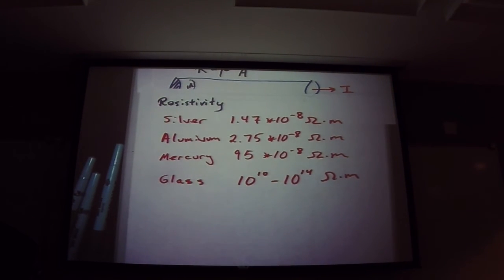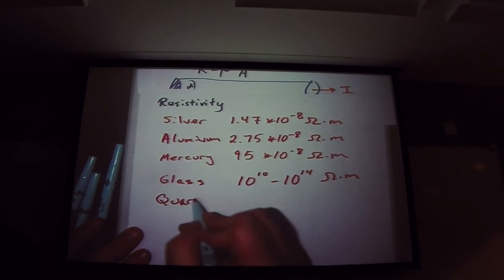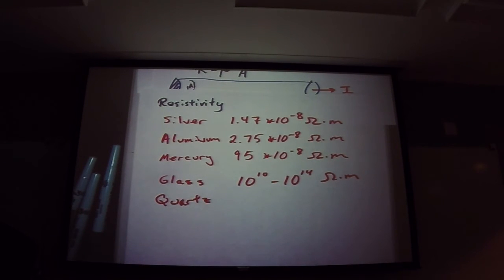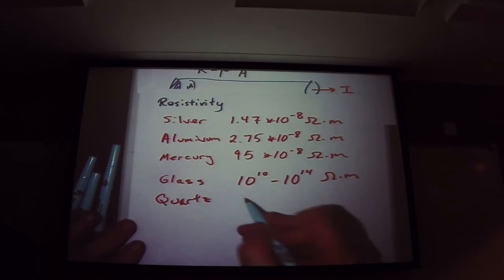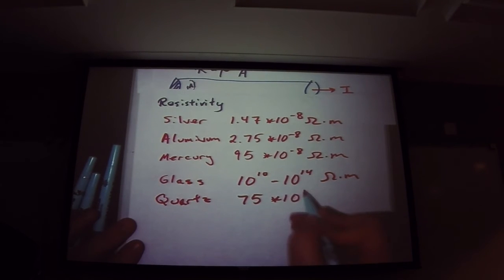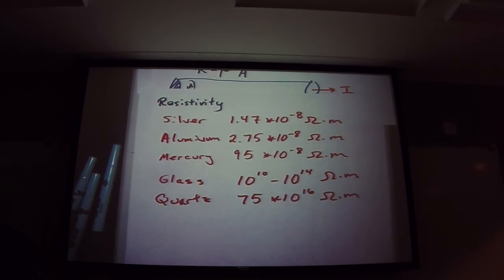Let's look at a couple more. Quartz: 75 times 10 to the 16. Never use it as a conductor. Wow, look at the differences here. Let's try amber: 5 times 10 to the 14th. Oh dear.